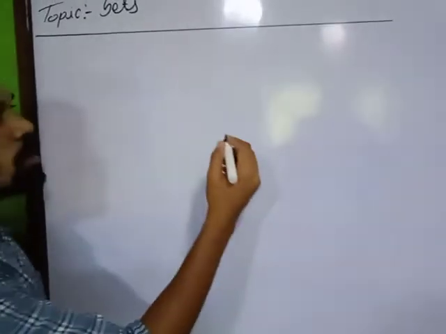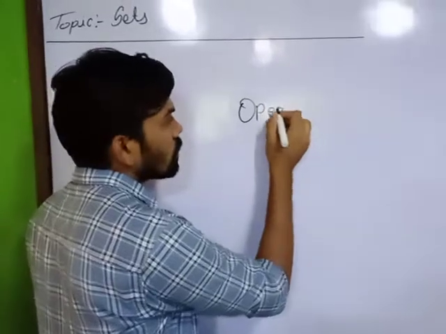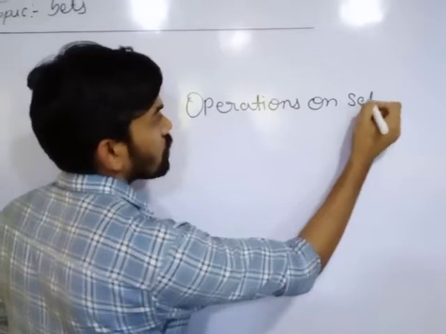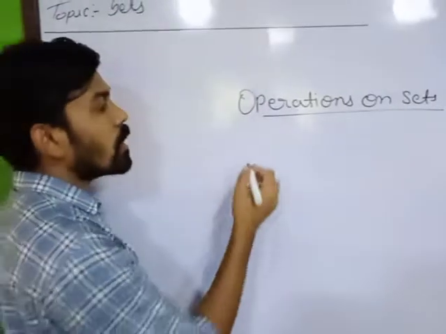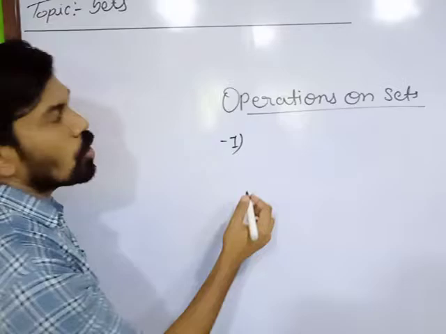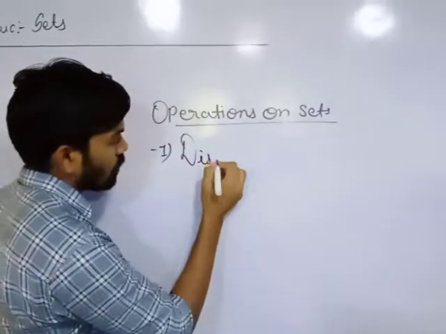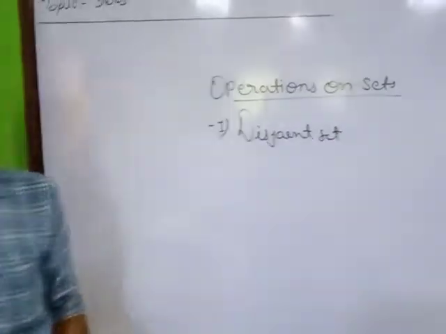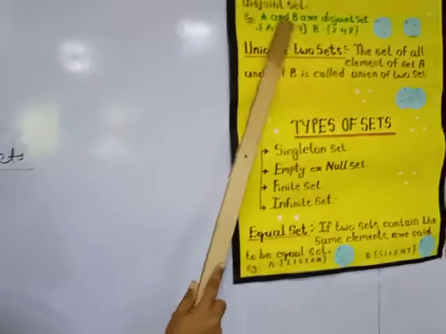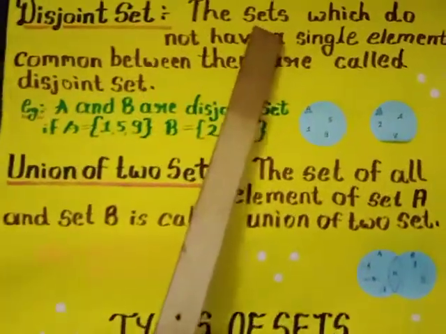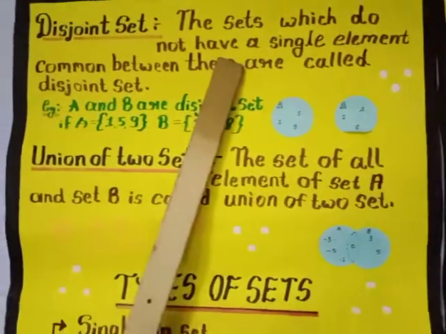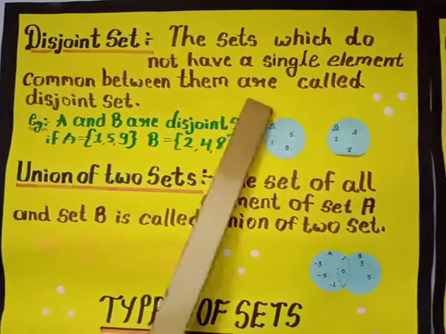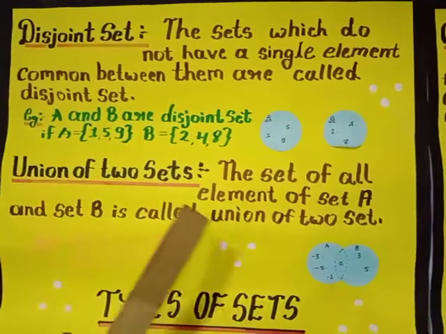Now we are going to learn about operations on sets. In that, first we are going to learn about the disjoint set. What is the disjoint set? Disjoint sets are sets which do not have a single element common between them.